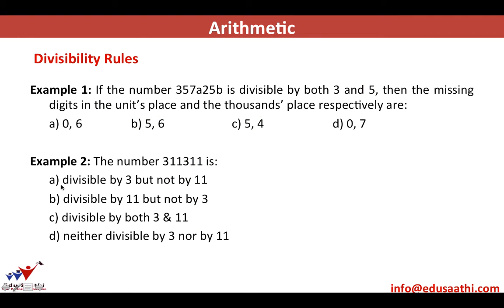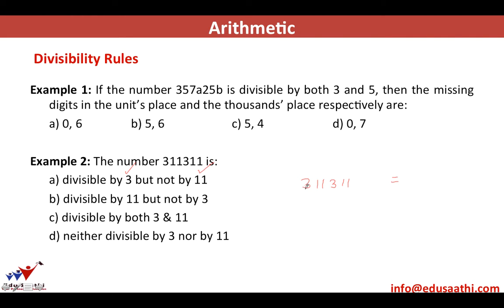Yeah, so let's look at the second question that we have. The number 311 is divisible by. So the number that I have is 311. And if I look at the answer options, 3 and 11 is what I have to look at. So I know the divisibility rule for 3 and I know the divisibility rule for 11. What is the divisibility rule for 3? Sum of all the digits.